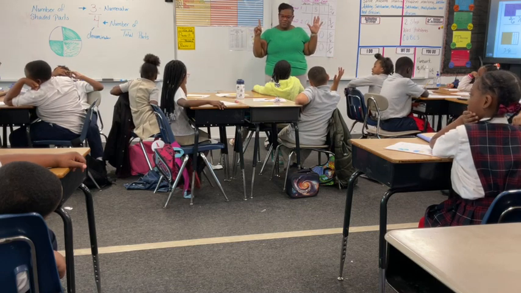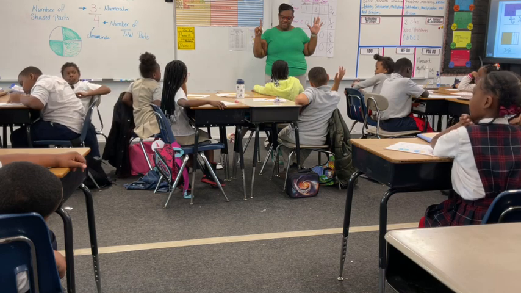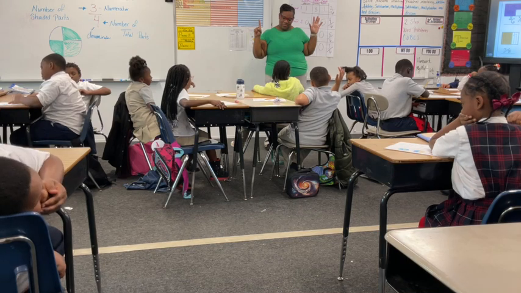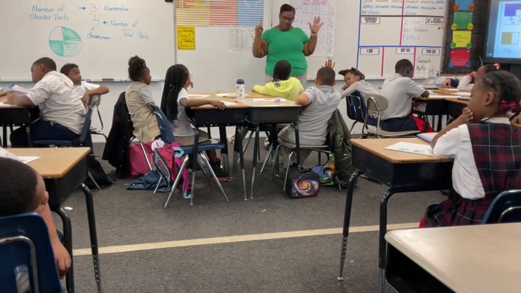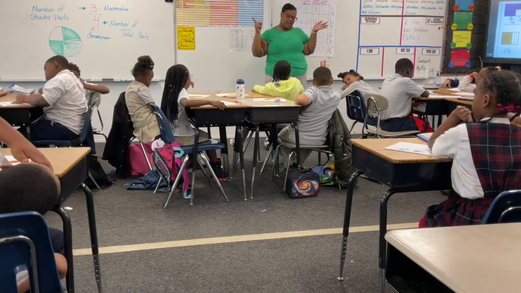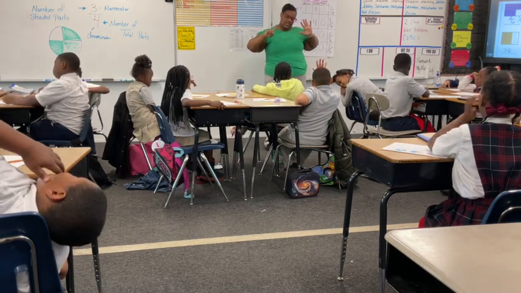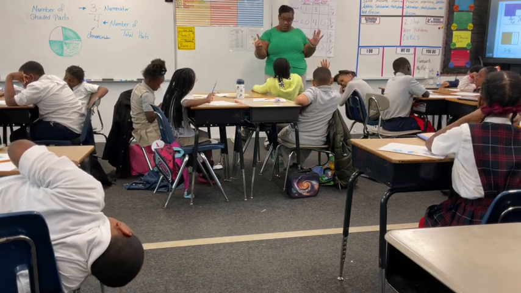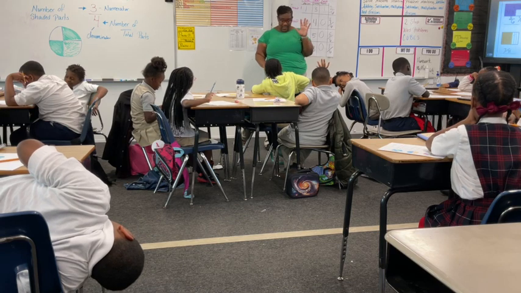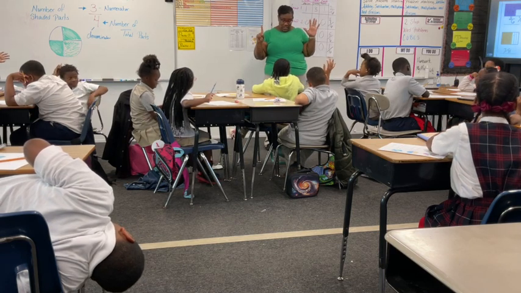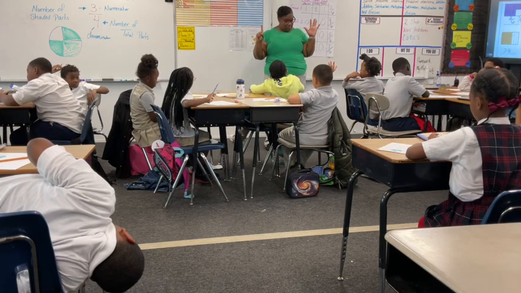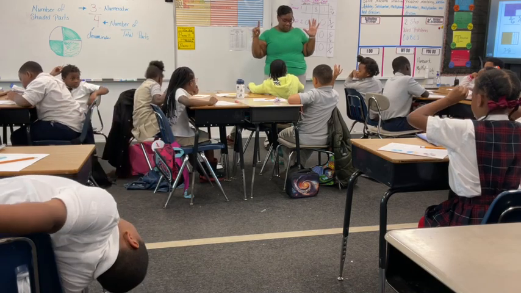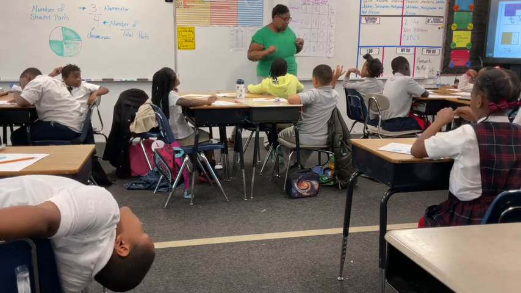The purple is 2. The pink is 3. So what's the fraction of it? How many colors altogether? You said it was 6, right? 1 is red, right? How many are not red? 5. So what's the fraction? Reverse it. Flip it. 5 over 6 is the part that's not red.